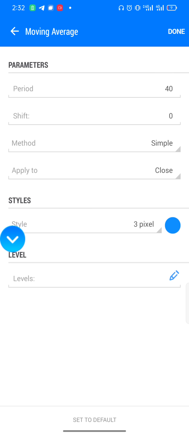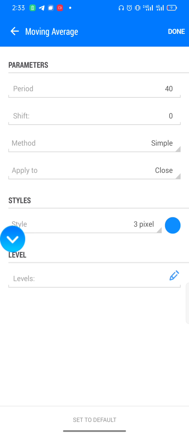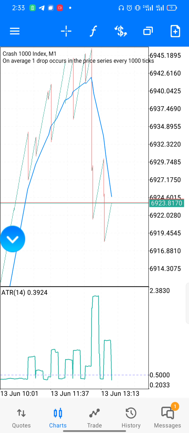The second indicator will be a moving average on period 40. So we just add the 40 SMA to our chart just for another confirmation before we enter trades with this strategy. You see the parameters for the moving average: period 40, shift 0, method simple, apply to close, style 3 pixel, and you click done. As simple as this, guys.